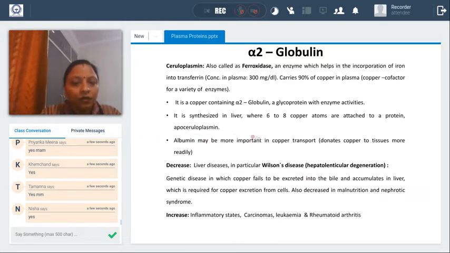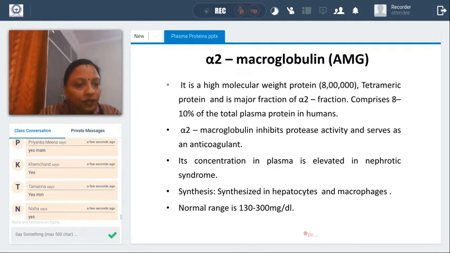So the another name of this Wilson disease is, please write in the box, the other name of this Wilson disease caused by the deficiency of ceruloplasmin.